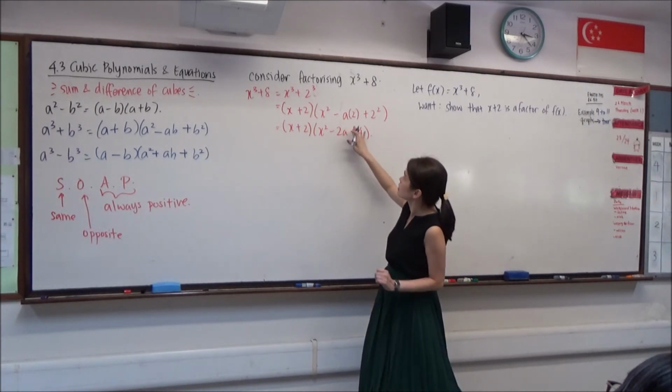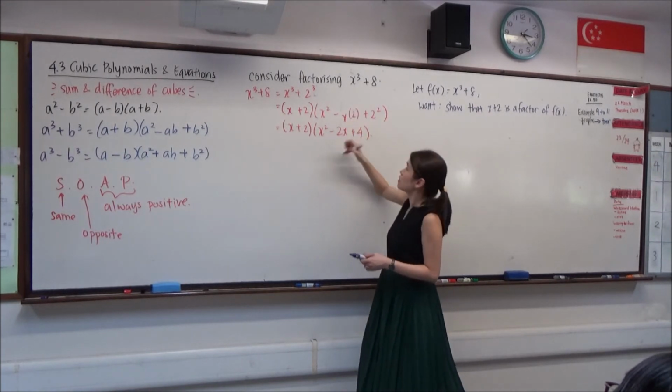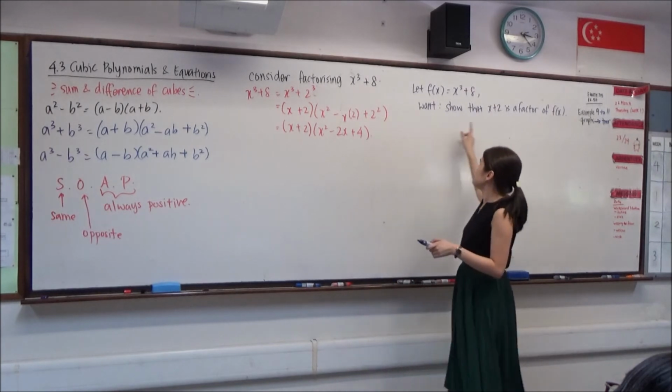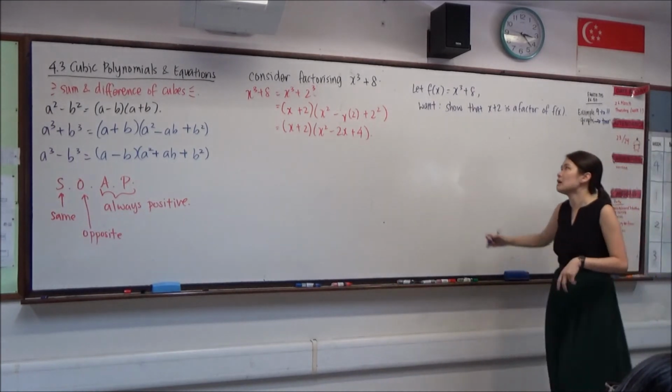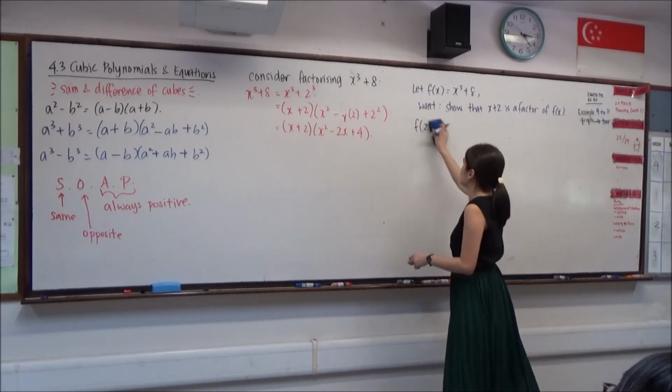Oh wait, sorry, this one is x. You can go and factorize many times. It can never be factorized. So I want to show that x plus 2 is a factor of this f(x). If I use my factor theorem, I will choose that x is negative 2.